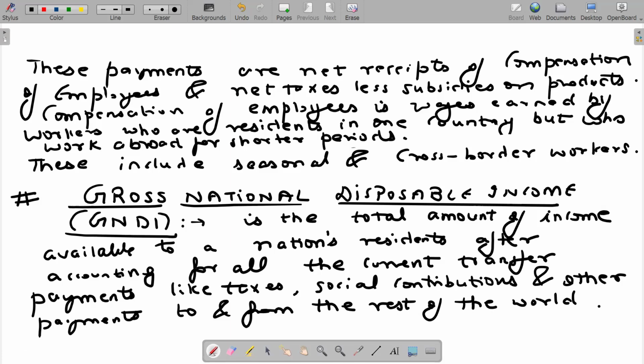So when you talk about gross national disposable income, you talk about the total income earned by the residents of the country. And to that, you are also accounting for all the transfer payments which have been made. That means all taxes which you are paying to the rest of the world and taxes you are getting from the rest of the world, social security contributions, all that is a part of disposable income. Okay, so I hope students are understanding the key difference. When you talk about gross national income, you don't take into account current transfer payments. But when you talk about gross national disposable income, the moment you have the word disposable, it also nets out all the current transfer payments. Okay, so hoping students have understood this.